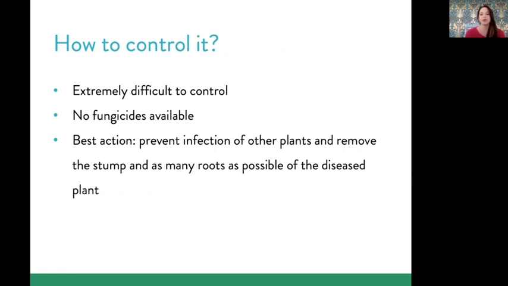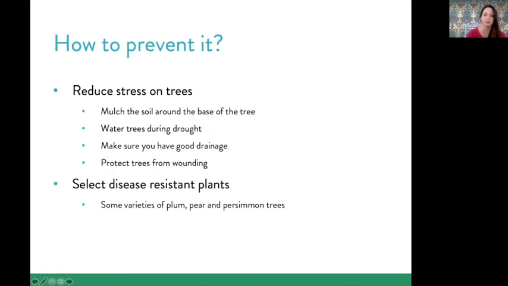It's really difficult to control because its infected tissue can persist for decades, and I read even a century, below ground, long after the infected host plants have died or were removed. There are no fungicides available for its control. And if a plant in your yard dies from armillaria root rot, the main action to take to prevent infection of other plants is to remove the stump and as many roots as possible of the diseased plant.